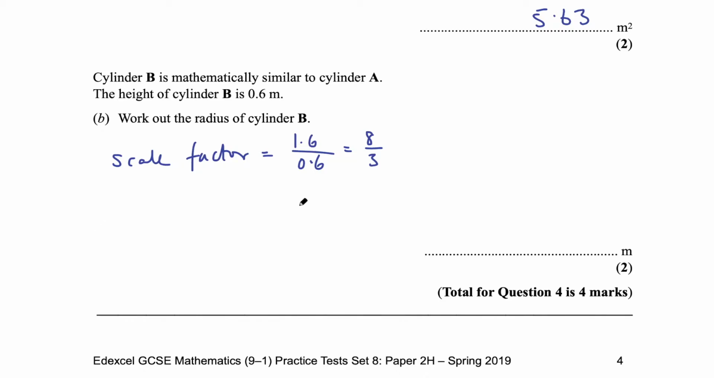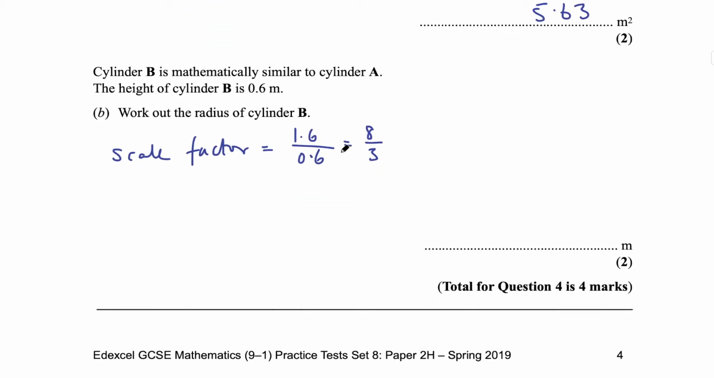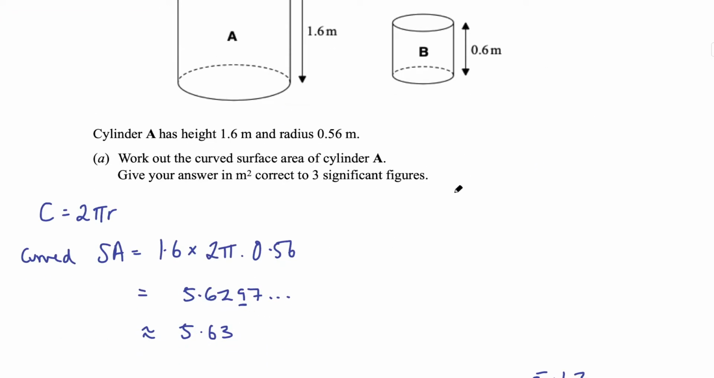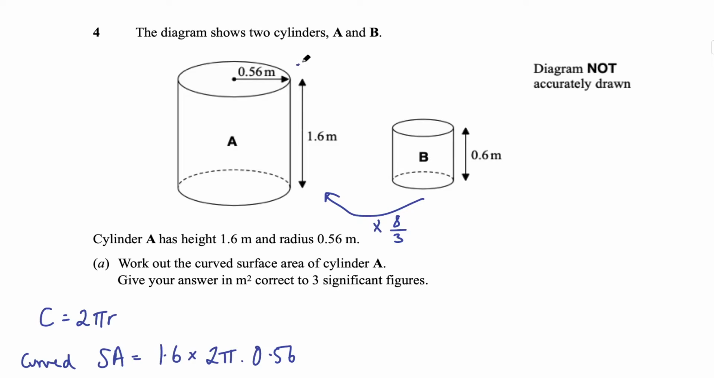However, now we can work out the radius of B, because remember, this is what we're multiplying by to get this height over here. So multiply by 8 on 3. So to get from this radius to the radius of B, we would want to divide by 8 on 3. In other words, multiply by 3 on 8.